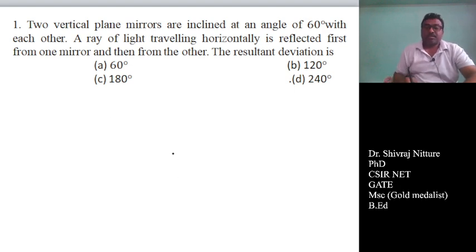So our answer is delta. Delta is equal to 360 minus 2 theta is the formula. After solving, 240 degree is the answer, right?